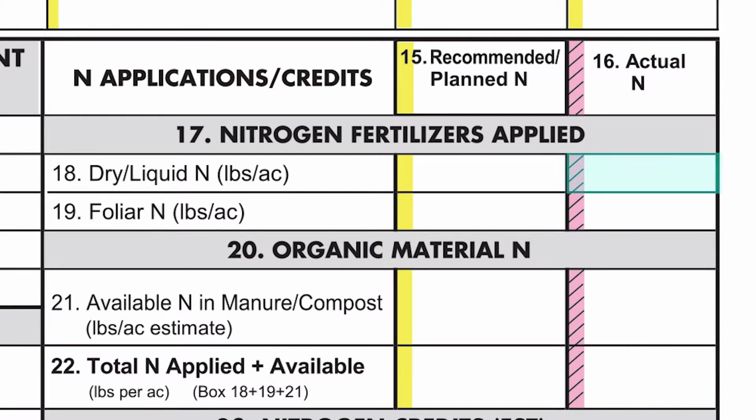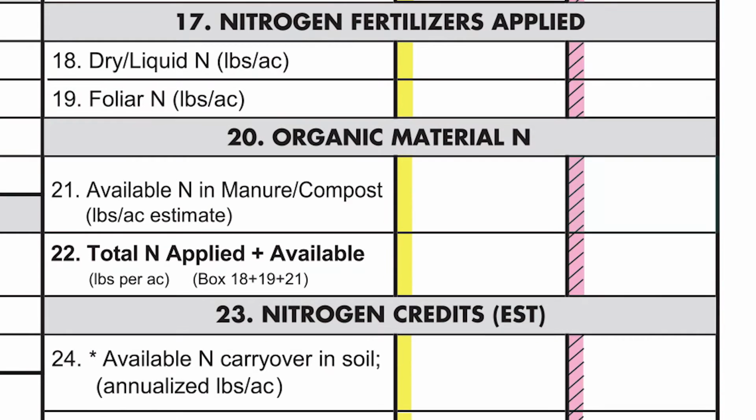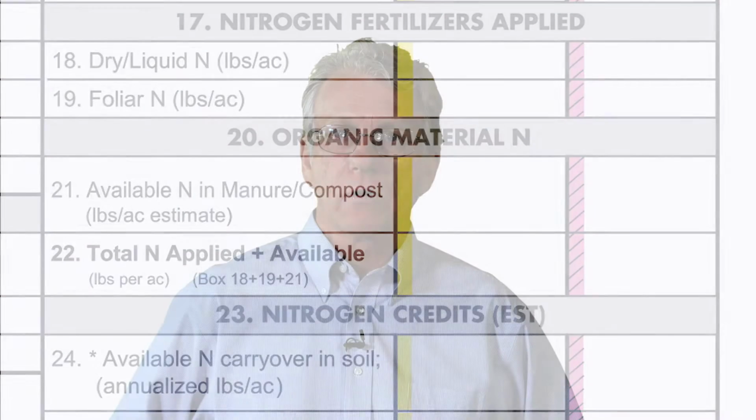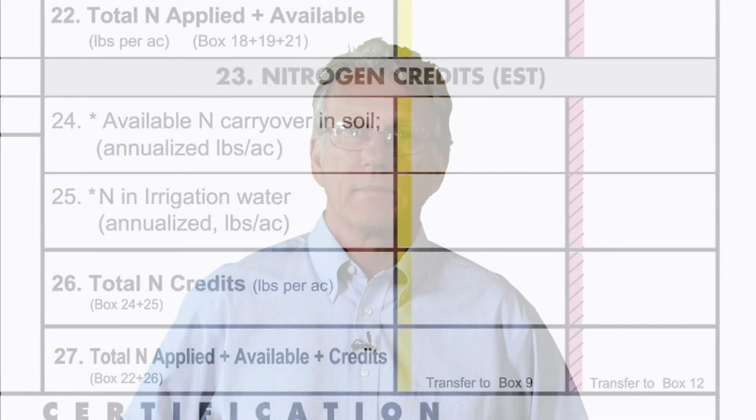Box 18, put the sum of all dry and liquid nitrogen applications in pounds per acre. Same for box 19 and foliar nitrogen. For box 21, column 16, available N in manure and compost, estimate the nitrogen content. Your manure or compost supplier can give you an approximate amount of nitrogen per ton of material.